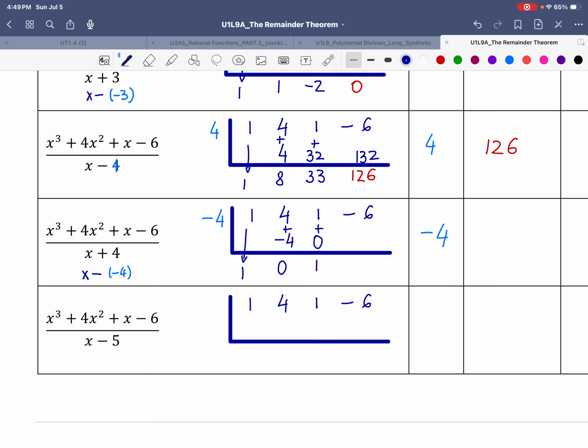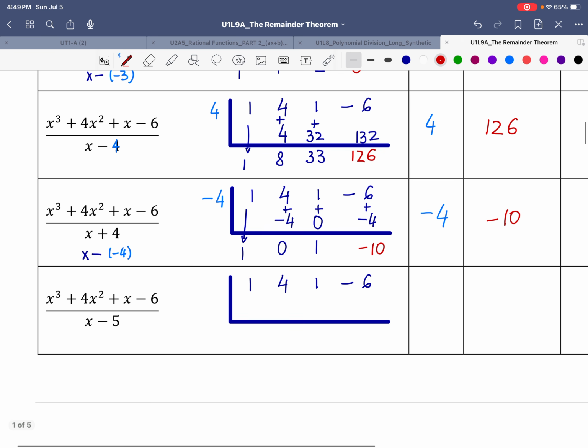0 plus 1, 1. 1 times negative 4, negative 4. Negative 6 plus negative 4, negative 10. The remainder is negative 10. Last, x minus 5 is the divisor, so the value of b is 5.